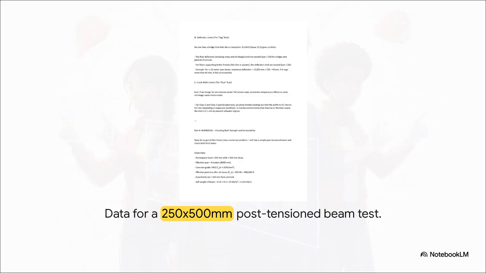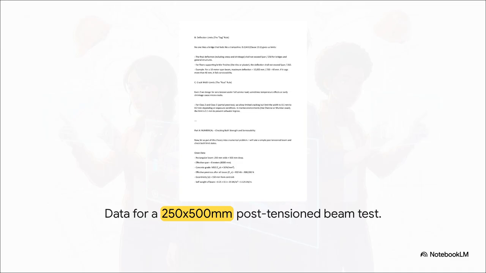Because we're engineers, we have to prove our concepts with actual math, right? So here are the exact starting variables for a simply supported 8-meter spanned post-tension beam. It's 250 by 500 millimeters, and it's taking a live load of 12 kilonewtons per meter.